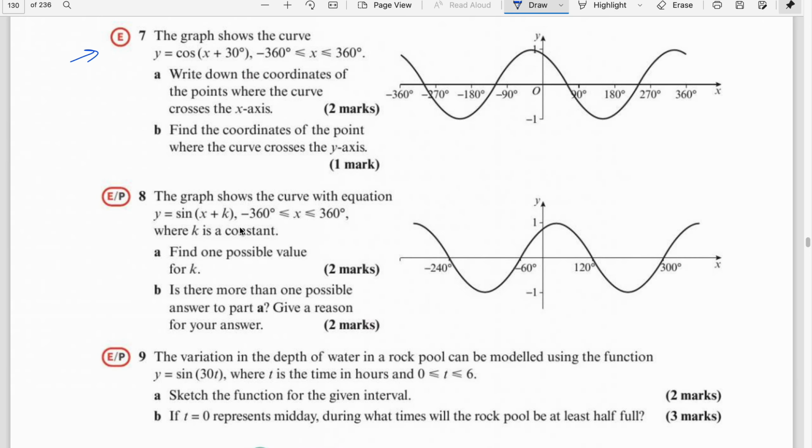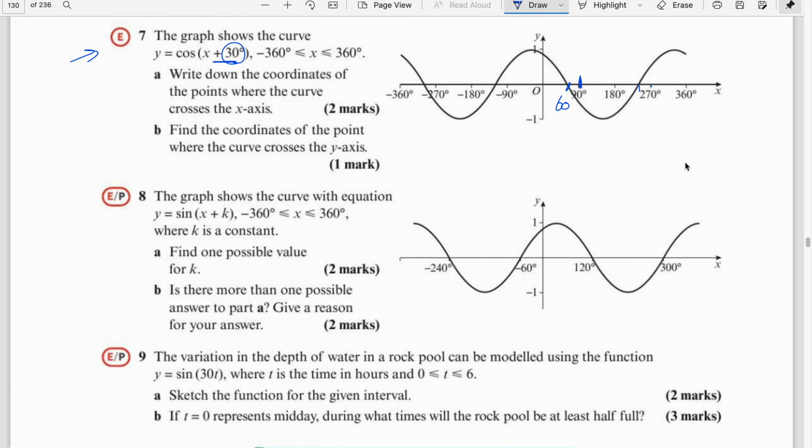So question 7 says the graph shows the curve y equals cos of x plus 30. So this graph is actually moved 30 degrees towards the left. From minus 360 to 360, the graph is already drawn. Write down the coordinates of the point where the curve crosses the x-axis. So we knew that it would have crossed at 90, but now because of this plus 30 it has moved 30 degrees to the left.